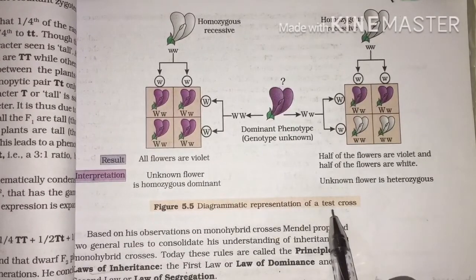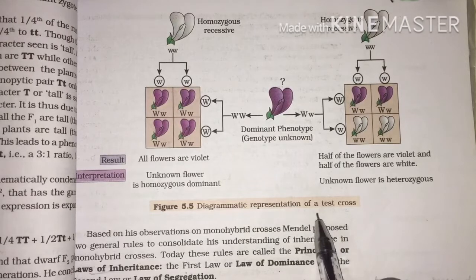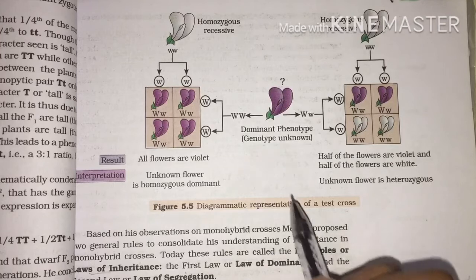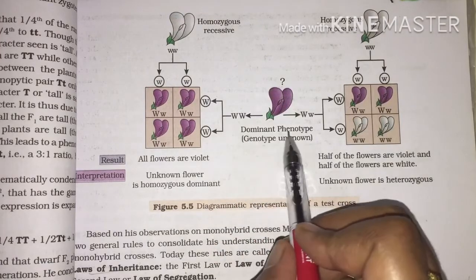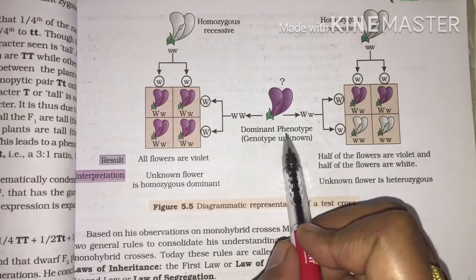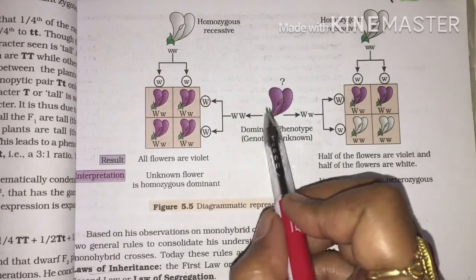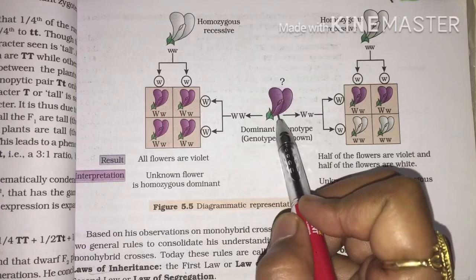This is a diagrammatic representation of a test cross, and this is an example of a violet color flower and a white color flower. Okay, you can find here a dominant phenotype has been given. The dominant phenotype is of what? That is the violet color flower. This violet color flower is there.